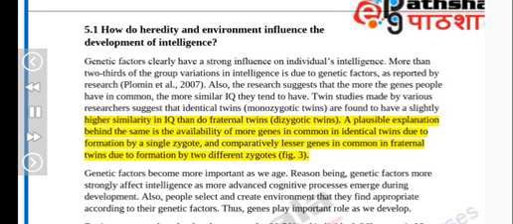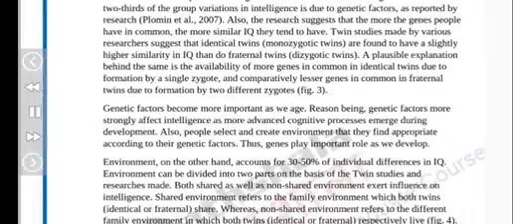A plausible explanation behind this is the availability of more genes in common in identical twins due to formation via a single zygote, and comparatively fewer genes in common in fraternal twins due to formation by two different zygotes. Figure 3. Genetic factors become more important as we age. The reason is that genetic factors more strongly affect intelligence as more advanced cognitive processes emerge during development. Also, people select and create environments that they find appropriate according to their genetic factors. Thus, genes play an important role as we develop.